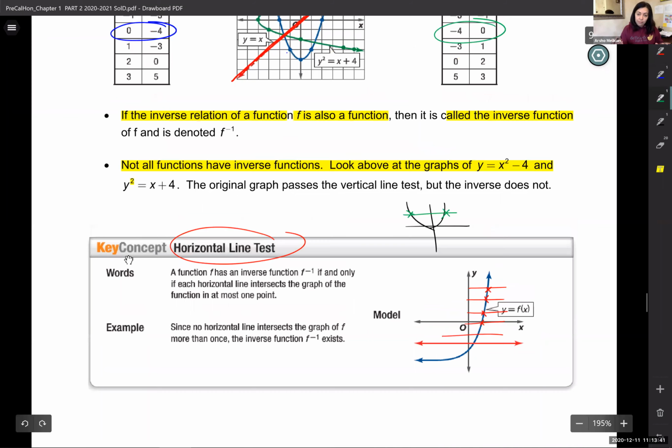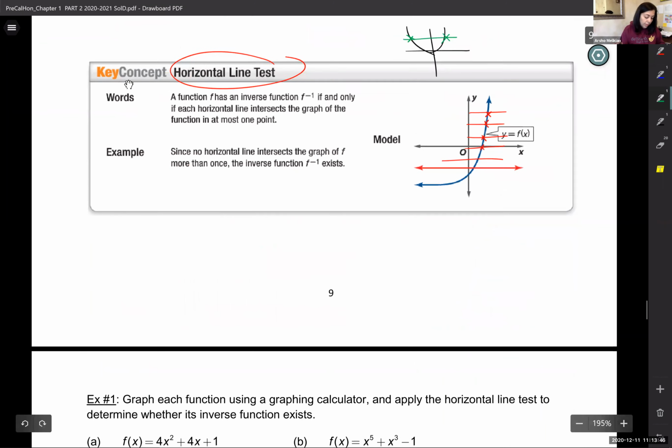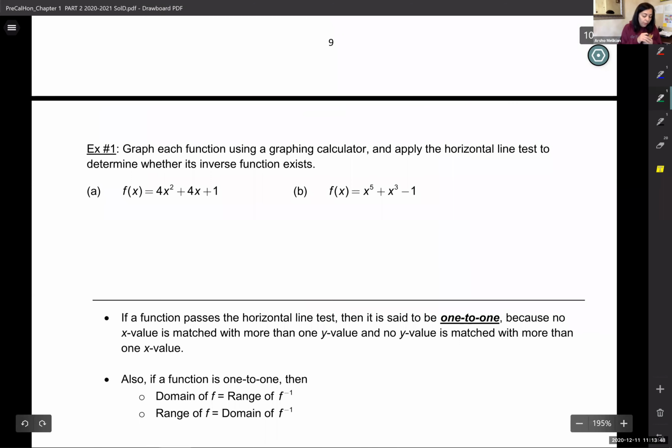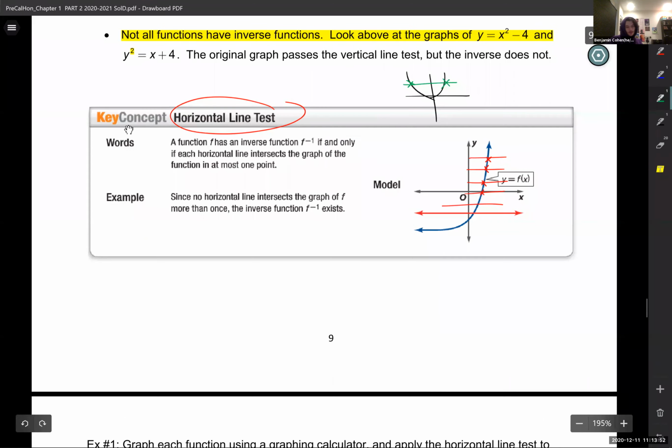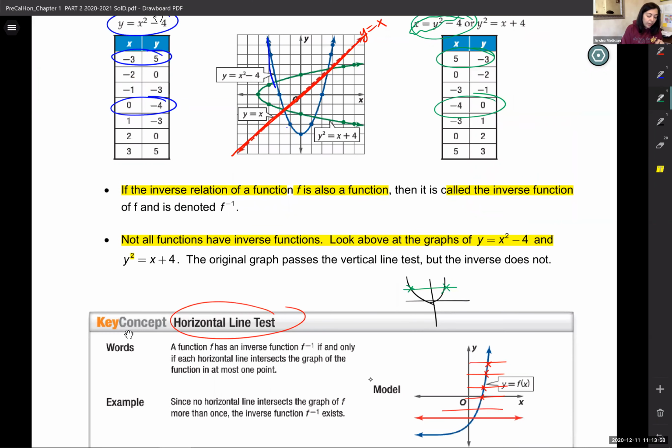Questions? No, okay. Wait, I have a question. Doesn't the first example not pass the horizontal line test? Exactly. That's why I kept saying we're not going to call the green the inverse function. It's just an inverse relation. So it has an inverse, but it's not an inverse function.